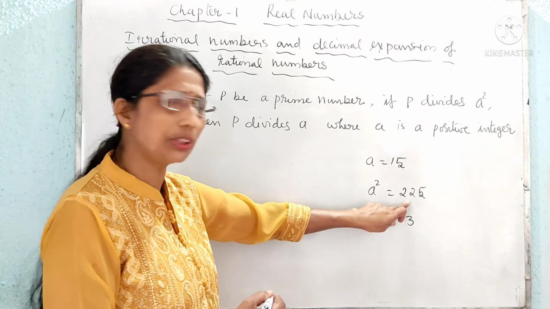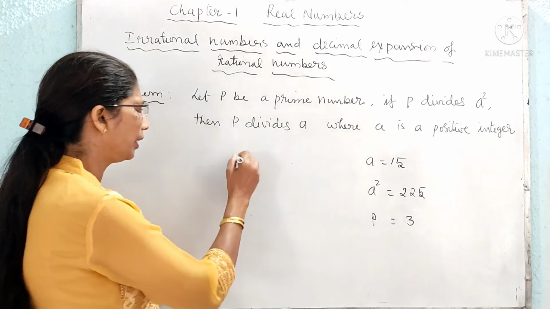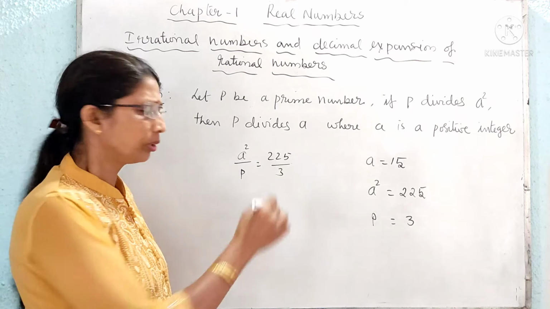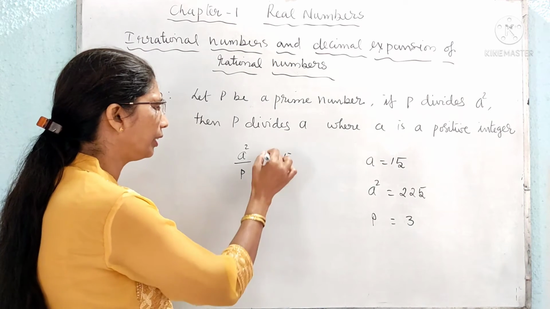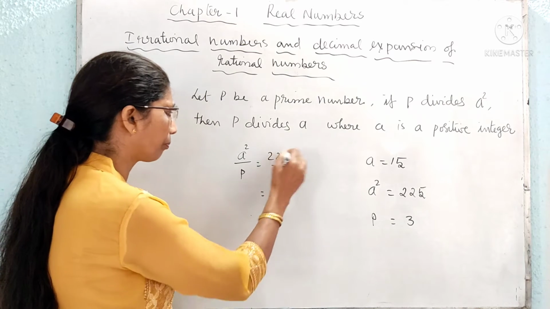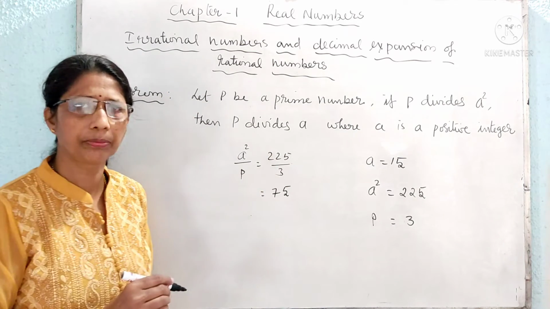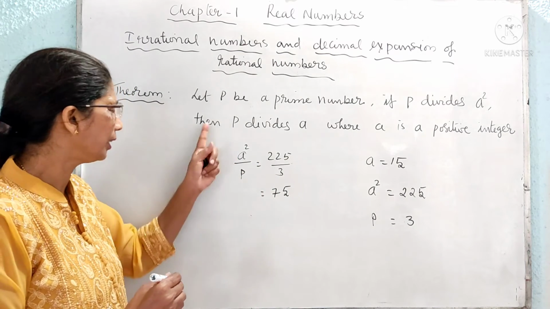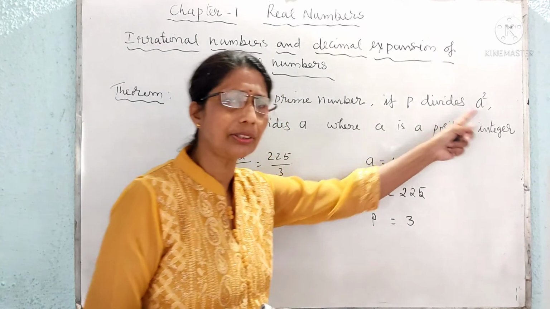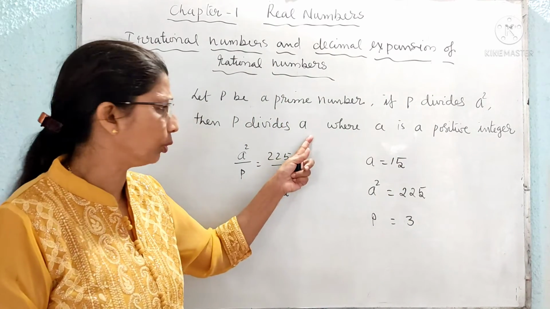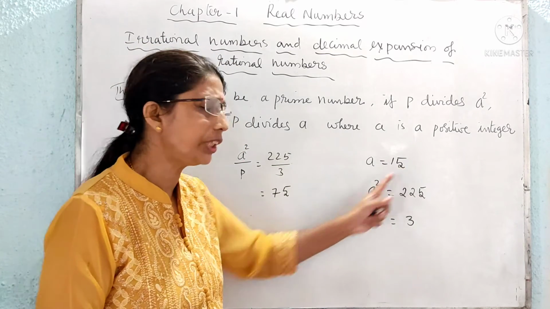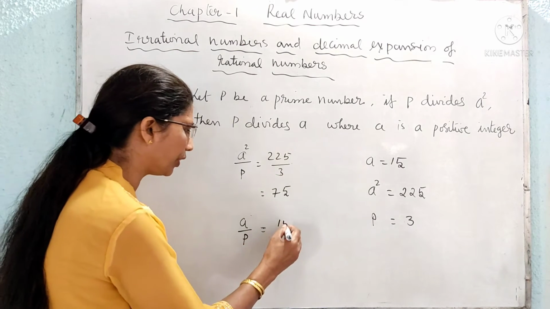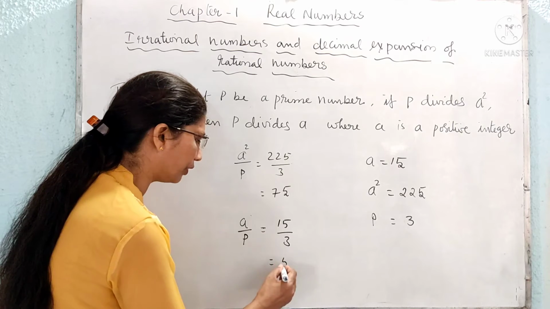P equal to 3 is divisible by 225. You can see a square upon p is equal to 225 upon 3. 225 upon 3, we can divide. Here 7 3s are 21, then 15, 5 3s are 15. That means a square upon p is divisible. What they are saying is, if p divides a square, then p divides a also. a square is 225, a is 15. Therefore a by p, that is 15 upon 3, is also divisible.